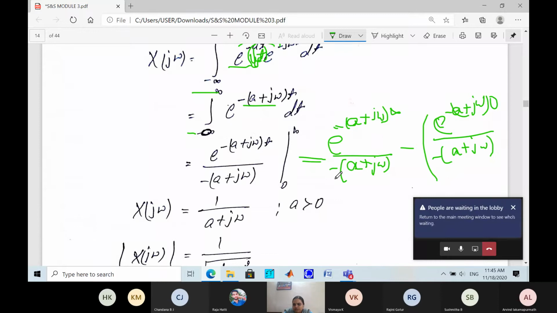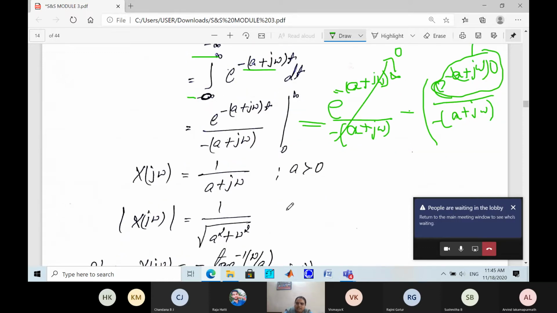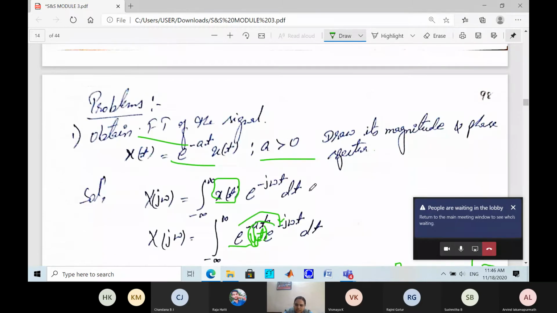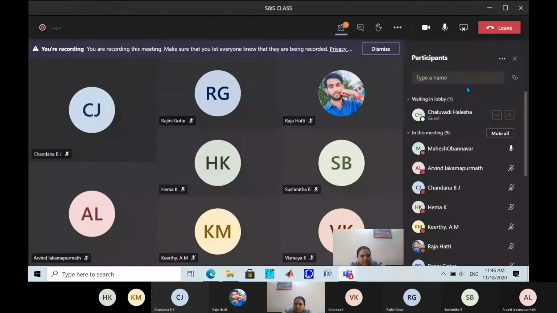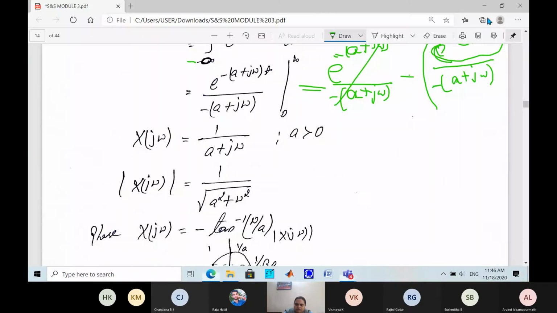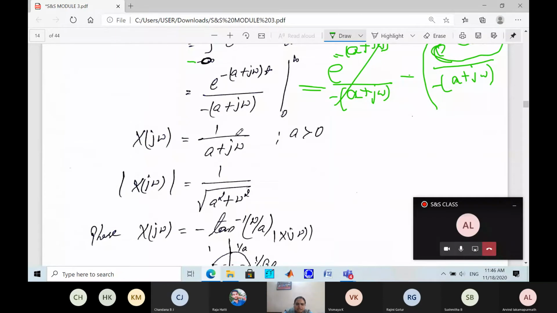When e is raised to infinity it will be 0, so this whole part is going to be 0, right? Then e power 0 is 1, so this whole part will be 1. Then minus of minus is plus, and what is left is 1 divided by a plus j omega. That's what I wrote directly in the equation. And for a greater than 0, they have only given that condition, right? That you will be getting. So we got our x of j omega, the Fourier transform.